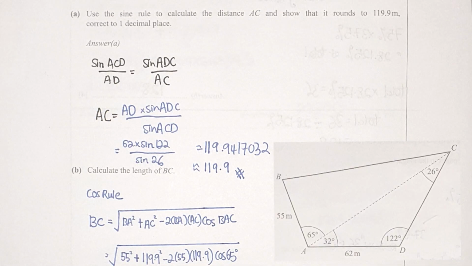In question 2, part A, as mentioned by the question, we're looking for the distance of AC using sine rule. For you to do that, we'll be focusing on the triangle at the bottom right hand side. Okay, so sine ACD over AD equals sine ADC over AC. Run the manual calculation and round it to 1 decimal place. You get the result as 119.9.